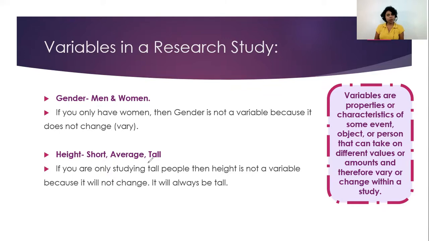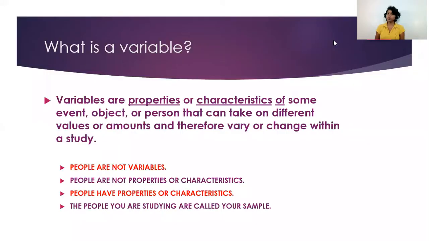And before I leave you with this, I must clarify one final point. Remember I said that people are not variables because variables are characteristics and people have characteristics. They are not characteristics. So if you're doing a study, what do you call the people in your study? The word to describe the people in your study, the people you are studying in research, is the sample.